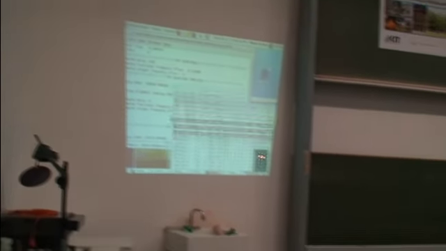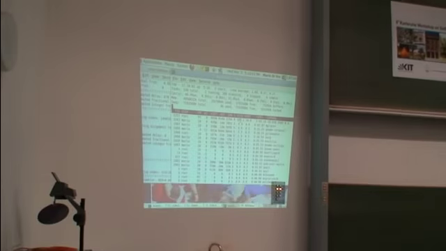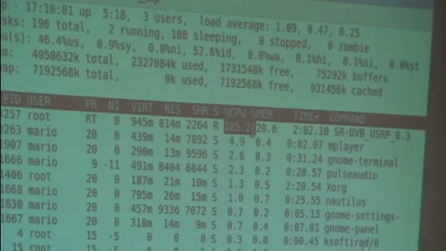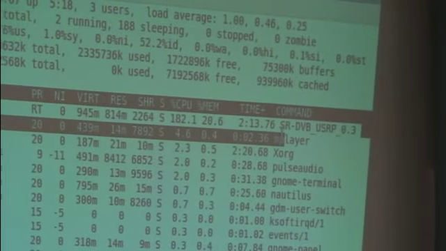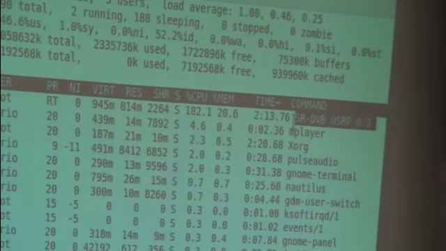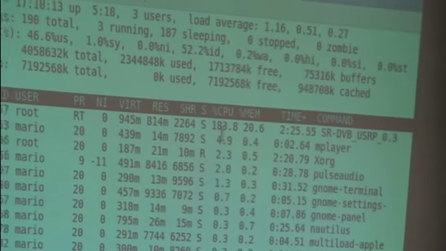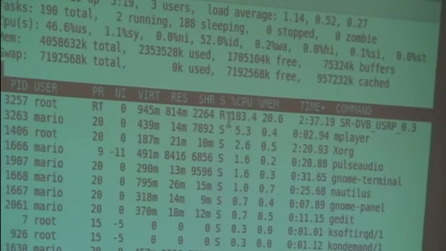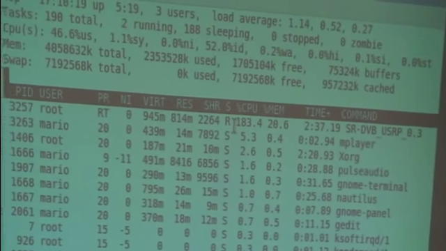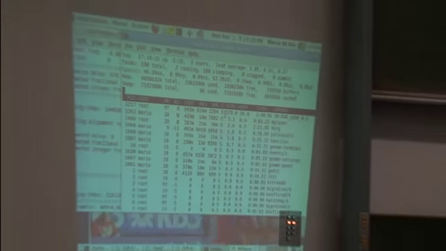I can show you another interesting thing. If you're used to the top process analyzer, you can see that we are doing this by taking a bit less than 1/2 of the available computing resources. This is our process, which is called SR-DVB USRP, which is taking 183% of the CPU. In the language of top, which is this utility here, this means that on a quad core, we're taking 1/2 of the computational resources that you have available.